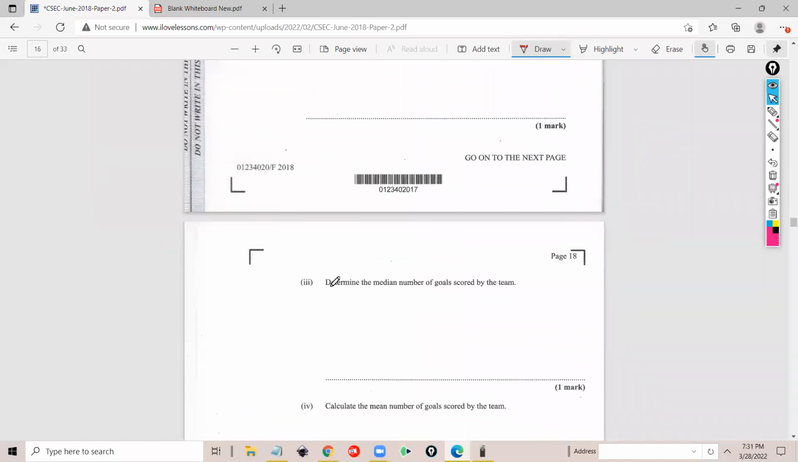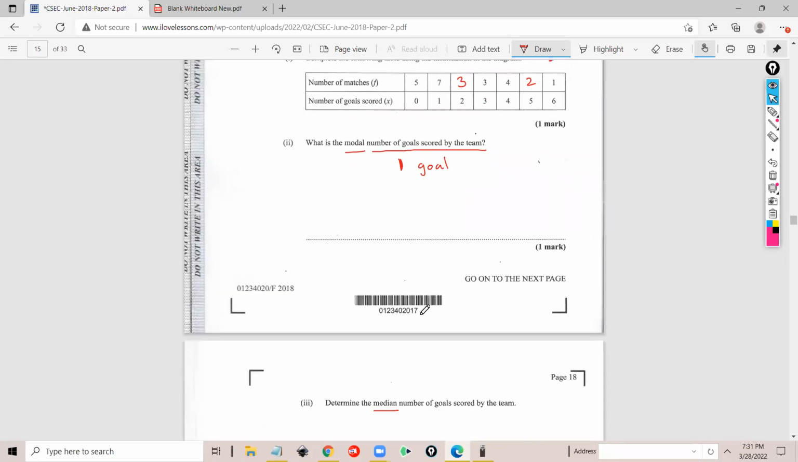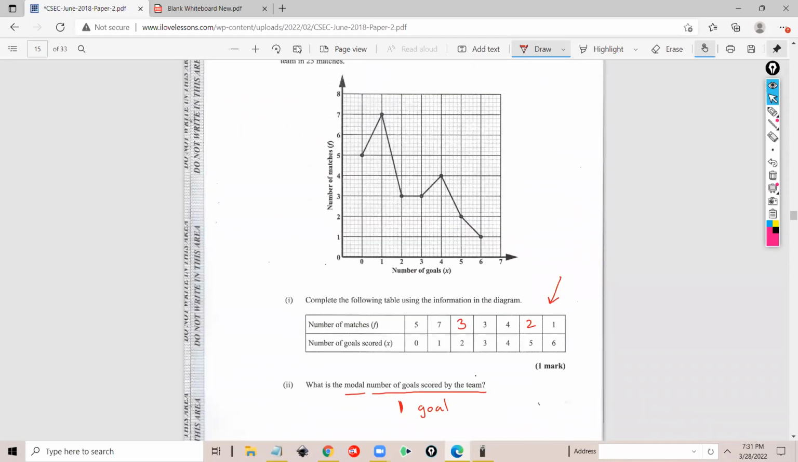Part 3, determine the median number of goals scored by the team. All right, so they're asking you to find the median. So this is going to be a strange question, but I have to scroll back up so you can see everything here. Right, so take a minute or 2 and think through that.